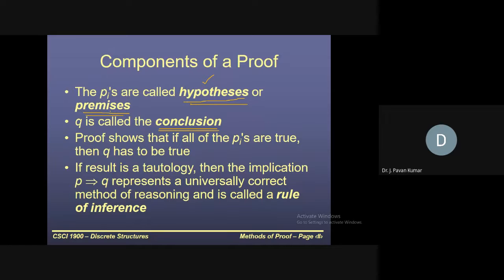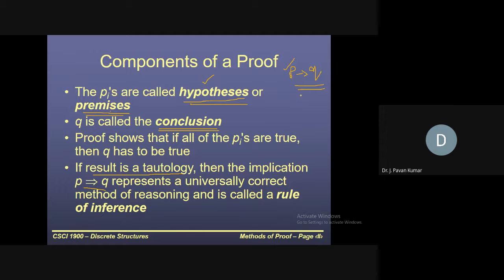When does p implies q represent a universally correct method of reasoning? Whenever the result is a tautology. That is, if p implies q is a tautology, then we can say it is a universally correct method, that is, a universally acceptable method.